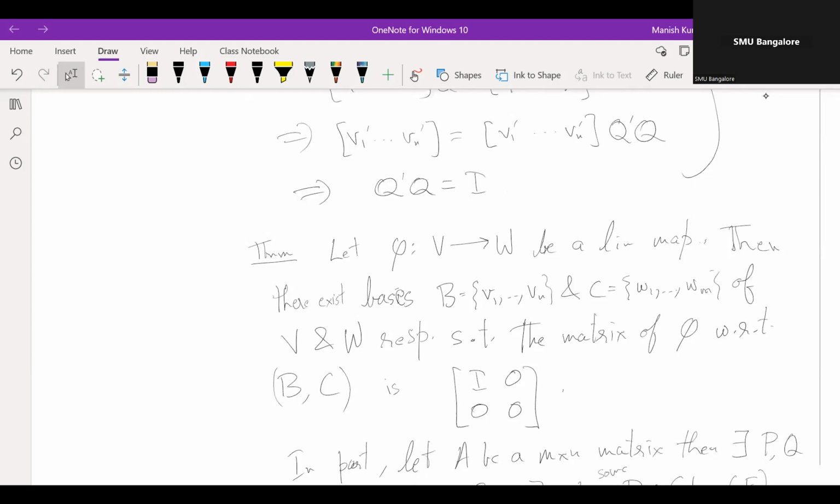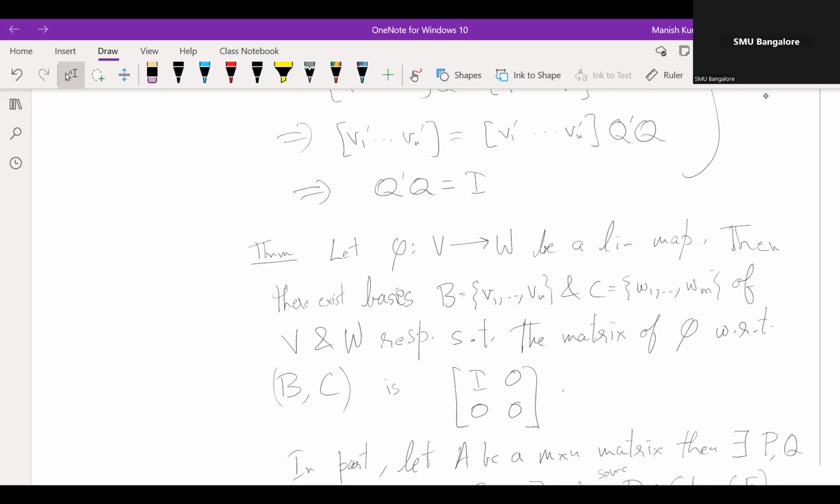Okay, so this is the statement of the theorem. Let me first translate it for you, what it means in terms of matrices. If V is Fn and W is Fm, and the map is linear, it's given by a matrix with respect to the standard basis. The theorem tells you there exists a basis for which this matrix is I000.